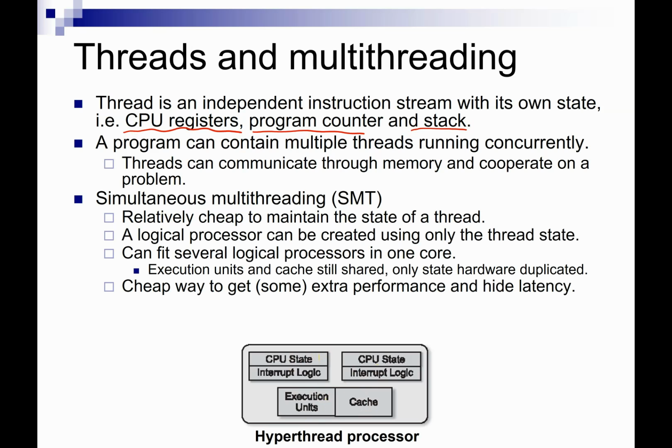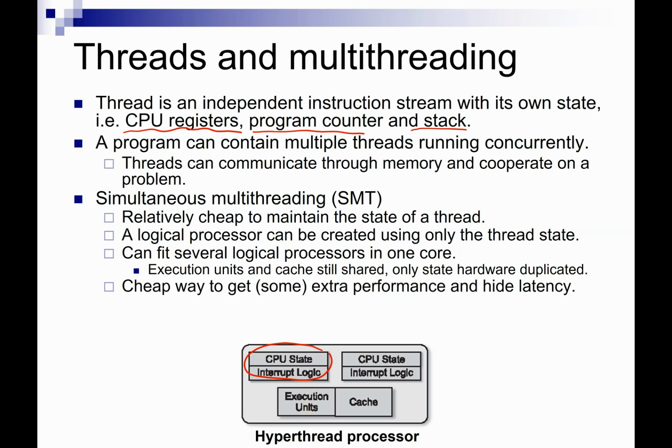Therefore, we're going to call each of these things over here a logical processor. You can actually put several logical processors onto the same core, and you don't need to duplicate most of the hardware. You only need to duplicate a cheap subset of this hardware. So this is a pretty easy way to get some extra performance on this processor. For example, in your execution units, let's say that you have a floating point unit that can do floating point operations, and an integer unit.